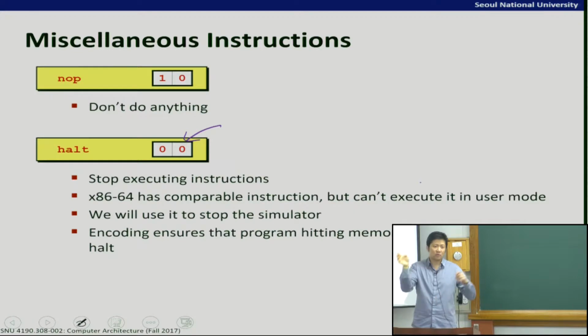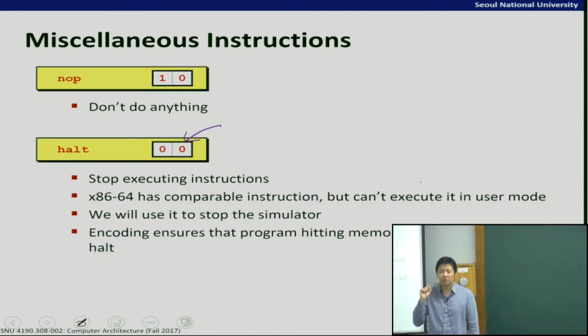Otherwise, let's say you jump to some random location, then there may be some garbage code. Then maybe they may do something harmful to your system. But to prevent that kind of thing from happening, whenever you hit upon the opcode value of 0, then the system just halts and just stays there to not break your system.